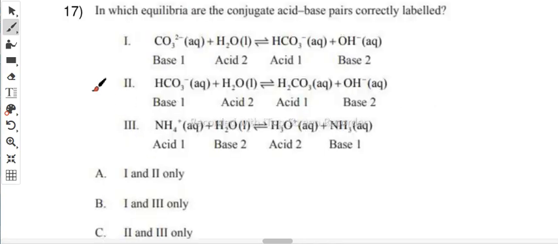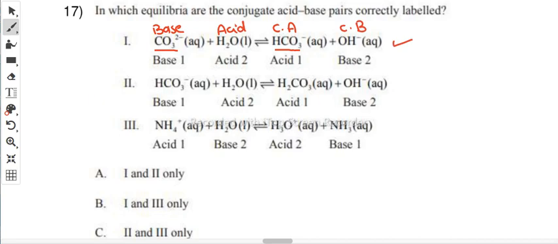Continuing with question 17, in which equilibria are the conjugate acid-base pairs correctly labeled? Let's start with the first situation. Carbonate ion turns into HCO3 negative, so this is a proton acceptor, so this is a base. That's right. This would be the conjugate acid, so it's an acid, and definitely this is the acid, and this is the conjugate base, so this is a correct labeling.